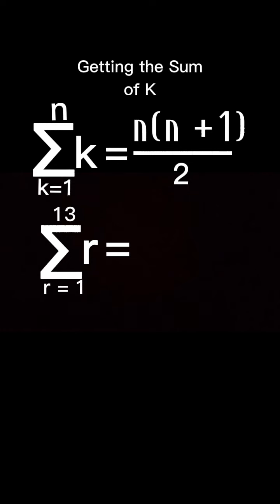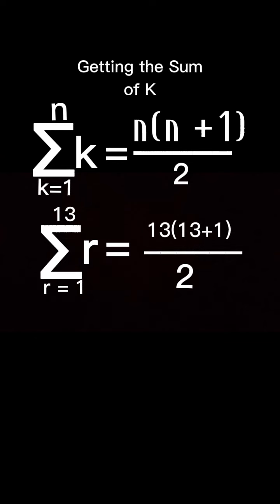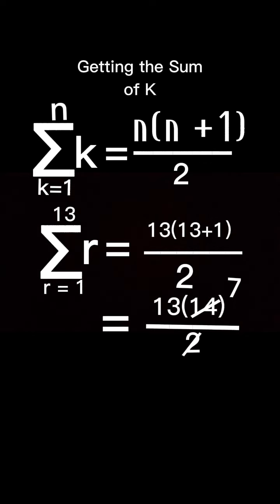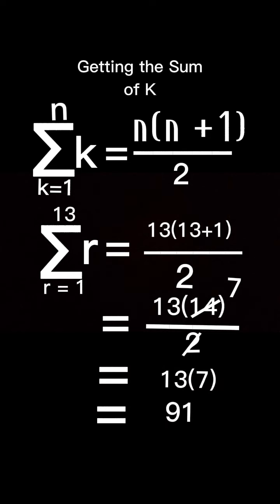First, let's use the property getting the sum of k in solving this equation. Summation of r as r goes from 1 to 13. We will just substitute the given, which is 13 multiplied by 13 plus 1 all over 2. 13 plus 1 is equal to 14. 14 and 2 have a common factor, which is 2. So 14 divided by 2 would be 7. 13 multiplied by 7 is 91. Therefore, the value of the summation is 91.